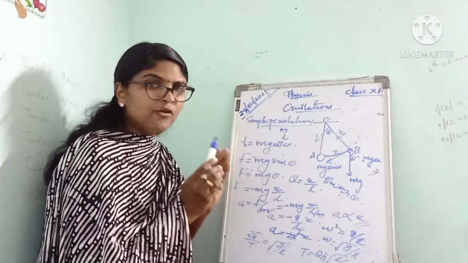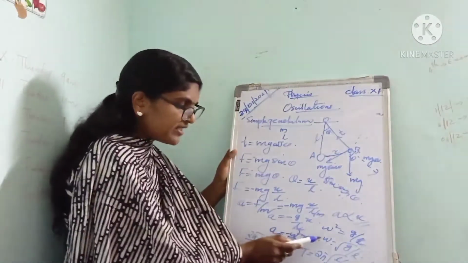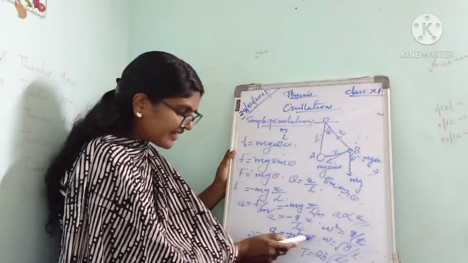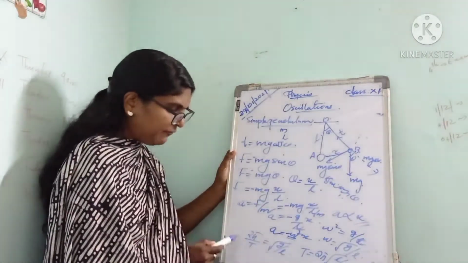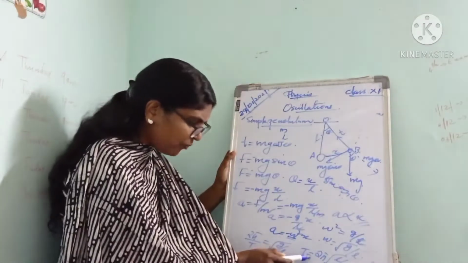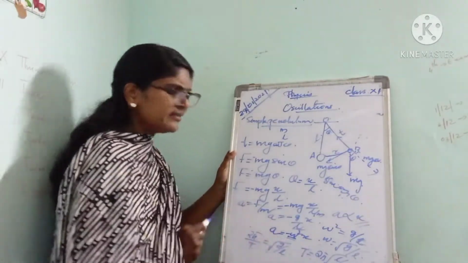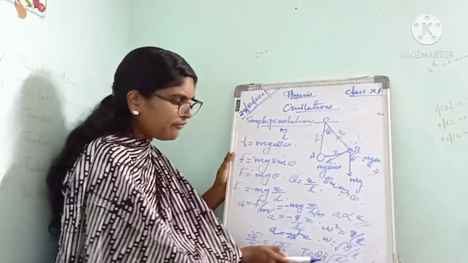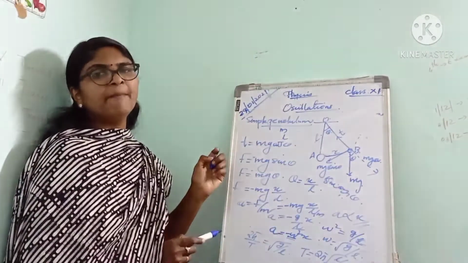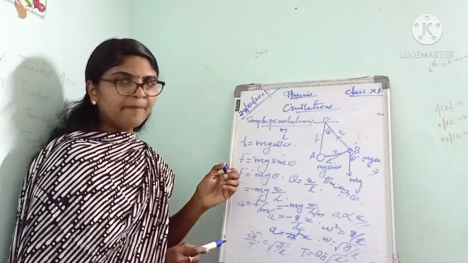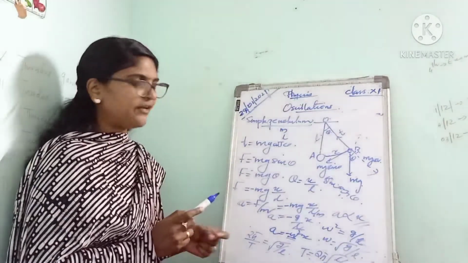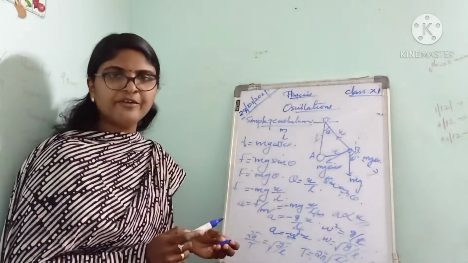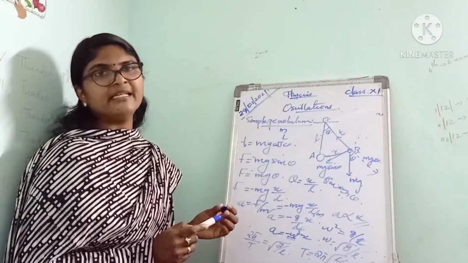But omega equal to what? 2 pi by T. So instead of omega, on the LHS we can write 2 pi by T. So 2 pi by T is equal to root of g by L. From this, T equal to what? 2 pi into root of L by g. That is the period of oscillation of a simple pendulum. That is, the equation for the period of oscillation of a simple pendulum is T equal to 2 pi into root of L by g.